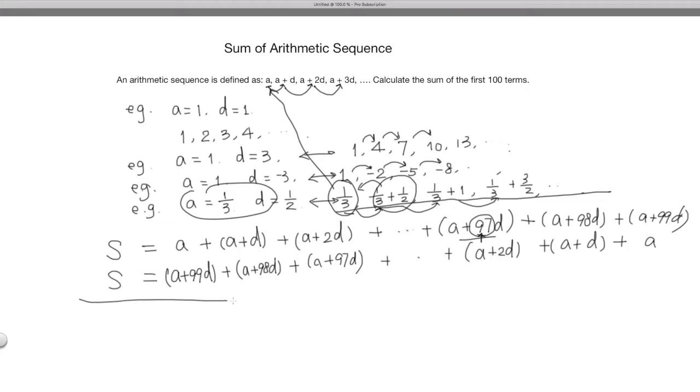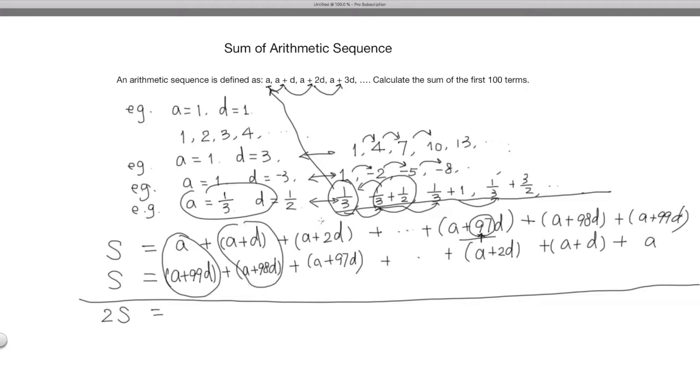Now, next is the technique of taking those two equations and adding them together. So the left side equals s plus s, which is 2s, equals, and when I'm doing the sum, instead of taking this order, I'm going to take it in the order of doing pairs. This is a sum, this is a sum, this sum, and this sum, this sum, and this sum.